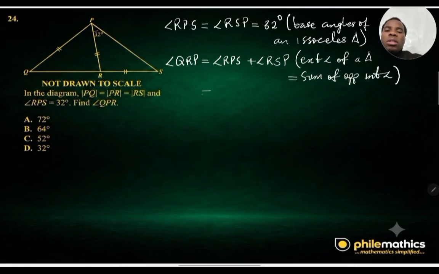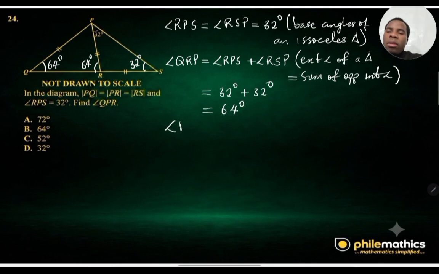That gives us 32 degrees plus 32 degrees, which is 64 degrees. So here is 64 degrees. Here we already found as 32. But we are looking for QPR. Now, since these two lengths, PR and PQ, are equal, same thing we did as the base angles of an isosceles triangle, this angle will also be 64 degrees.